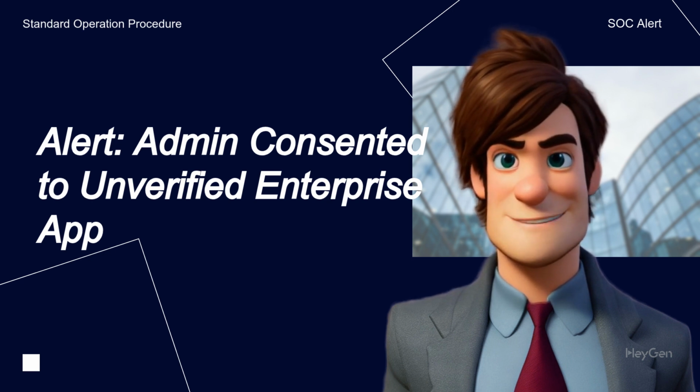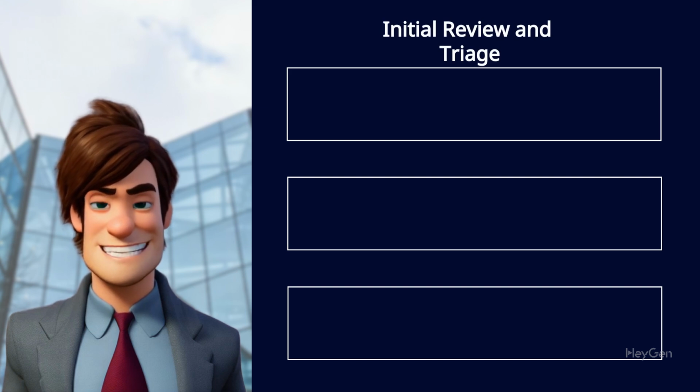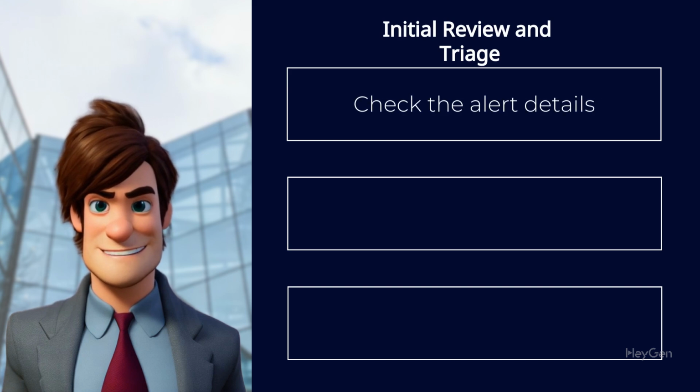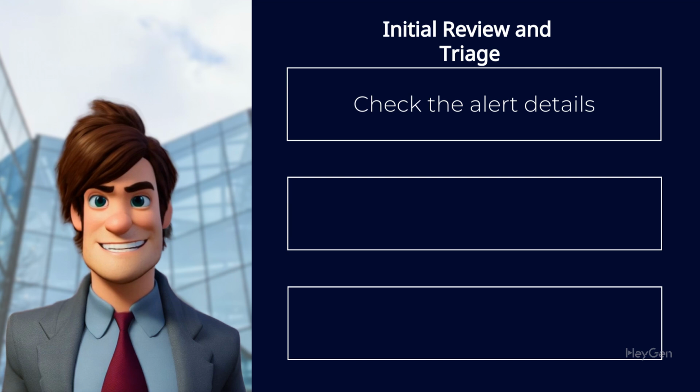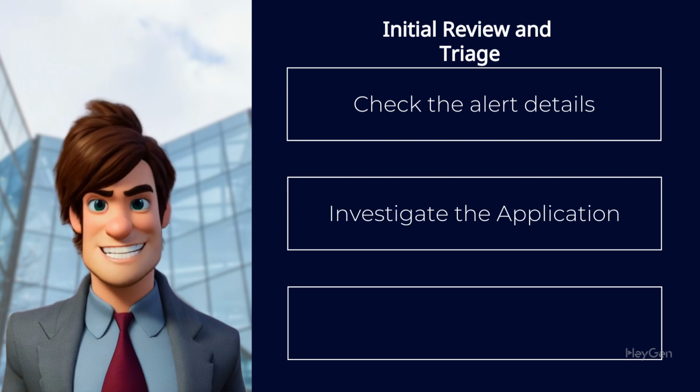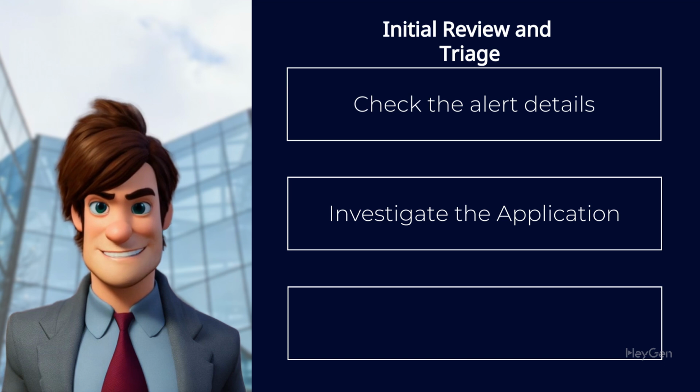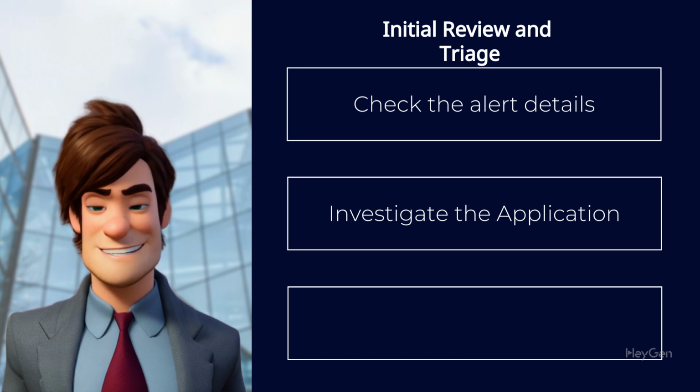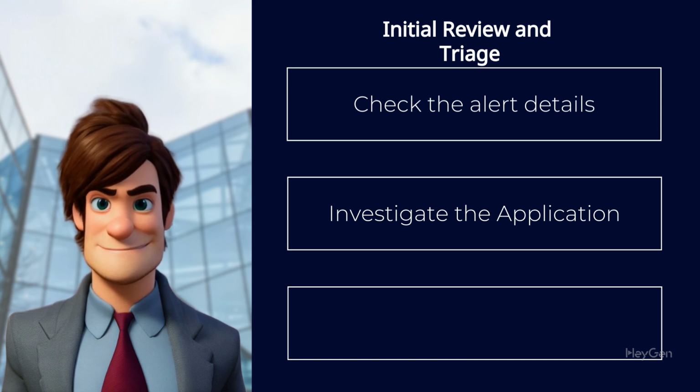Here's a step-by-step process for responding to this alert. The first step will be the initial review and triage. First, check the alert details. Review the specifics of the alert, including which admin consented, the date and time of consent, and the application in question. Investigate the application by checking the application name, publisher, and requested permissions. You will need to identify whether the application is widely known or commonly used within your industry.